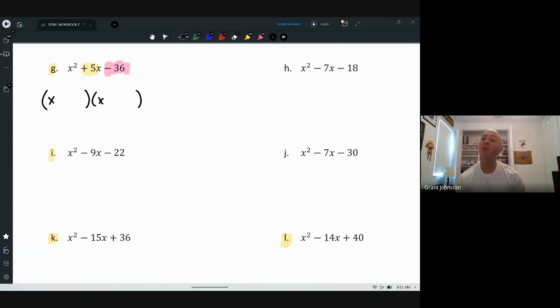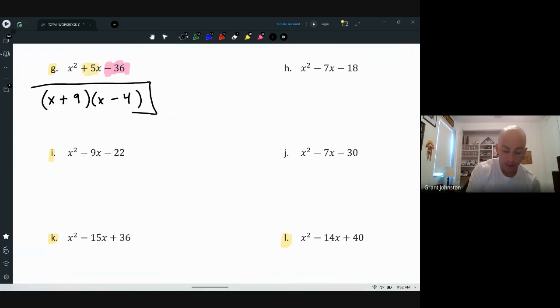So there's a lot, but there's only one combination to where it's going to add to positive 5. So again, what numbers multiply to negative 36, add to positive 5? Take your time to think about it, but that's going to be a positive 9 and a negative 4. Positive 9 times negative 4 is negative 36. Positive 9 plus negative 4 is 5. And again, distribute if you feel like you need to. Let me roll on and do some more here.